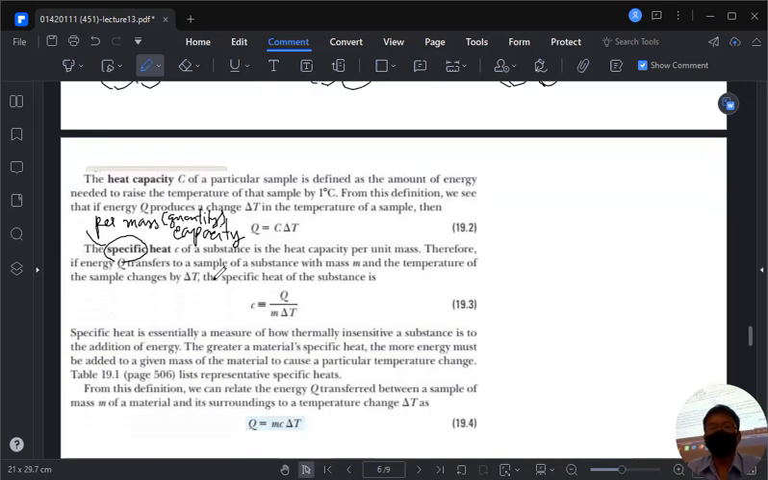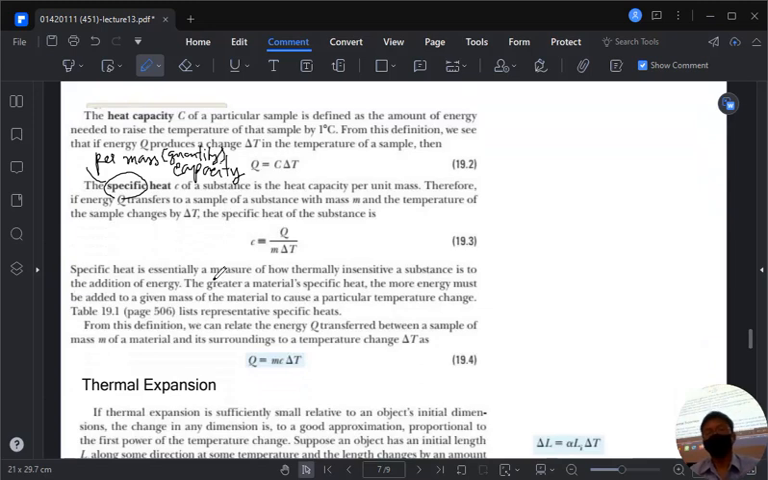So it's MC delta T again, right? You've seen that. There's some problem here. I don't agree with that. Maybe I'm wrong. Hopefully I'm right, but maybe I'm wrong. The heat capacity is defined as the amount of heat. If you want to say it right, you should say it heat.